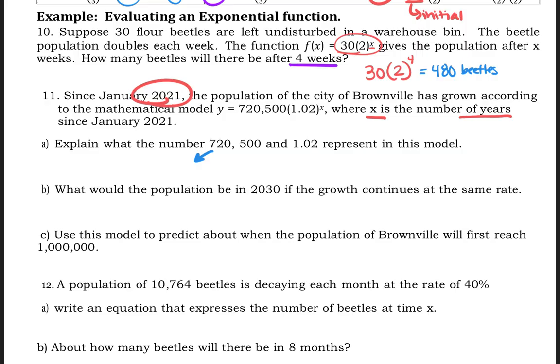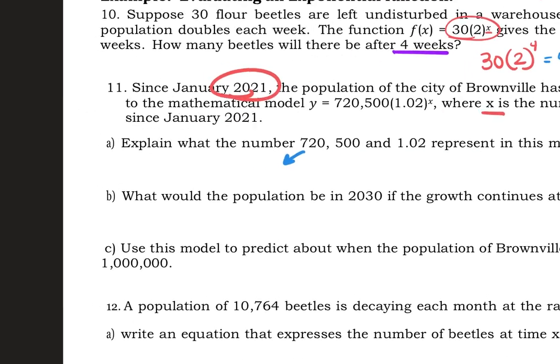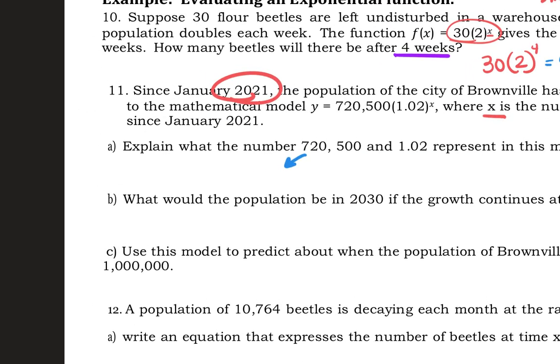What is that number? In regards to growth, decay, or initial, which one is that one? Your initial. So this number represents the population in 2021. It's your initial population. There you go. Your initial population in 2021.